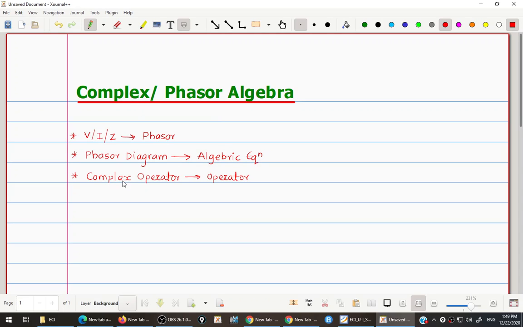So friends, this is done by using one type of mathematical operator which is known as the complex operator. This operator is called operator J, or some books call it operator I. I indicates the imaginary part, because we know that in a complex number there are two parts, the real part and the imaginary part. So this I or J operator indicates complex operation. Now we will see in detail the significance of this J operator.